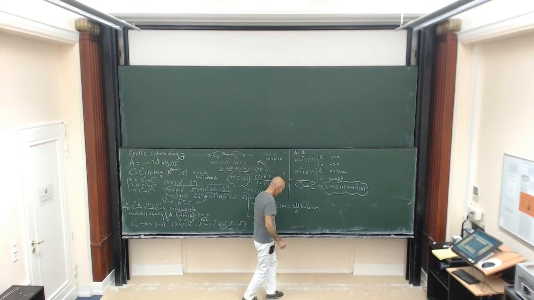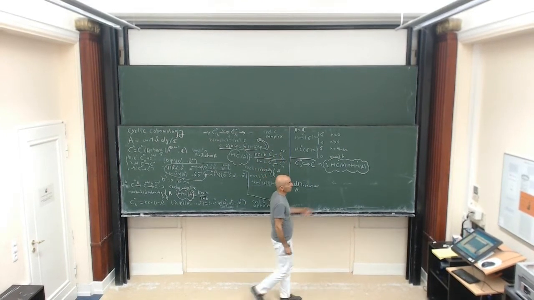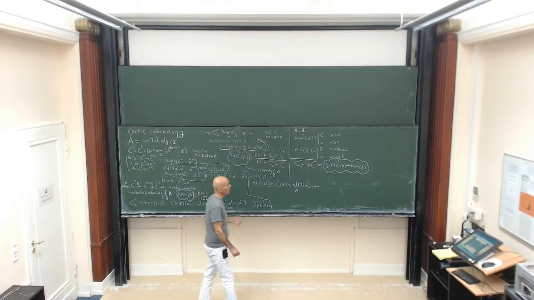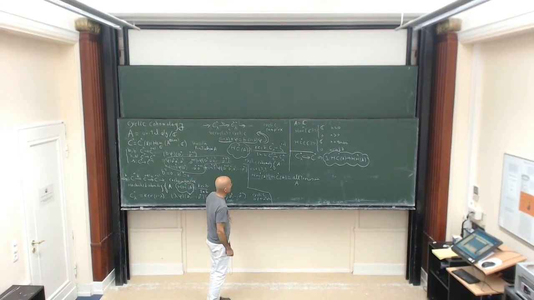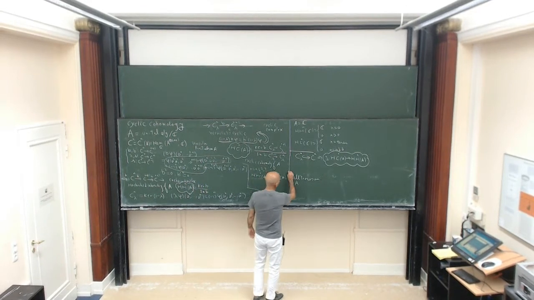So that's the only thing that we can say in general, the relation between cyclic and Hochschild cohomology at the moment, that you can just see with your bare eyes is that one. Okay, so let me give you an example now.